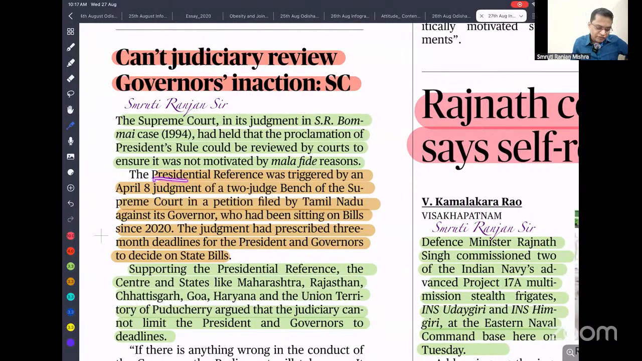The presidential reference was triggered by the April 8th judgment by a two-judge bench of the Supreme Court, which said that the Tamil Nadu governor was sitting on a bill since 2020. The judgment prescribed a 3 month deadline for the president and governor to decide on state bills. Whenever an elected government and elected legislators pass a bill, the governor sitting on it just because of an opposition or different ideology cannot be a ground for blocking the passage of the bill.